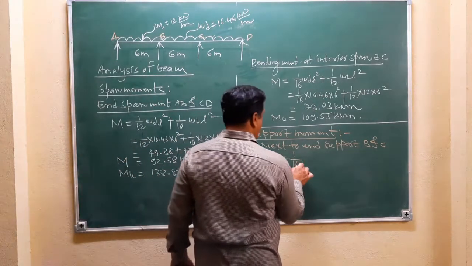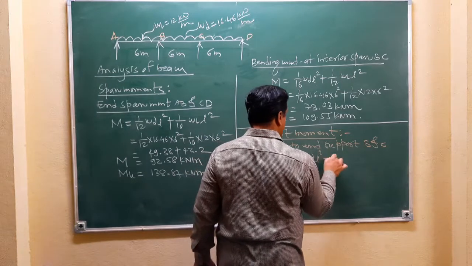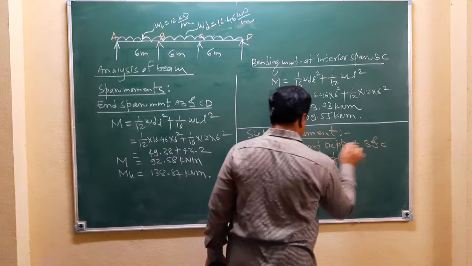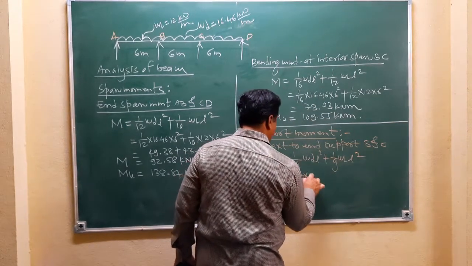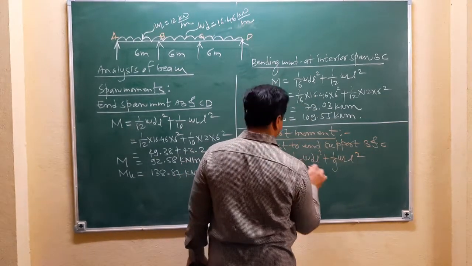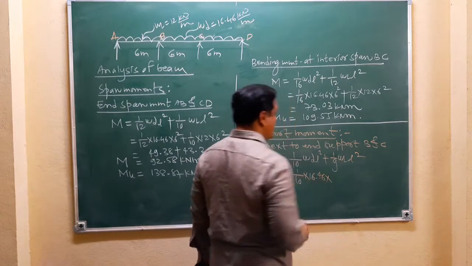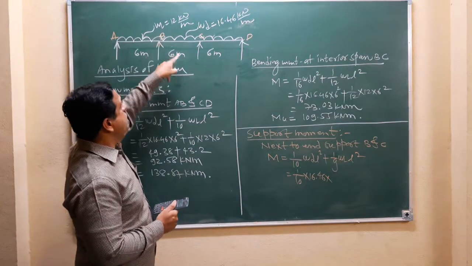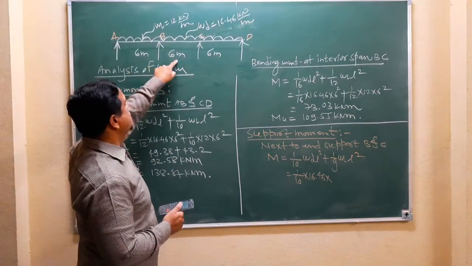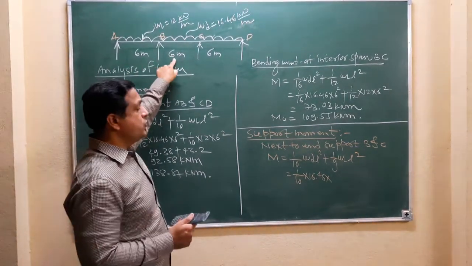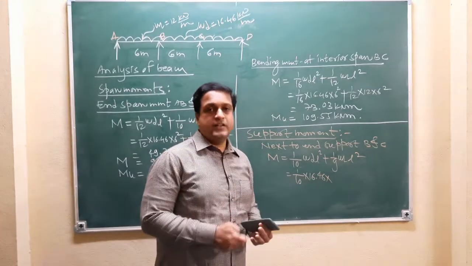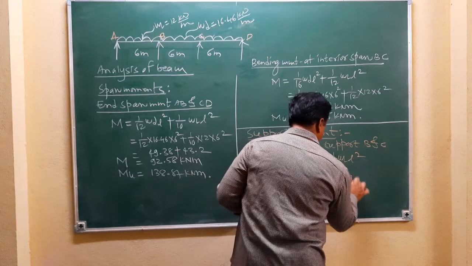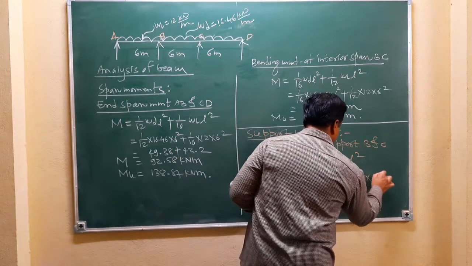It is 1 by 10 W dead L square plus 1 by 9 W live L square. So 1 by 10 dead load is 16.46. Now, which span do you have to use? This support is related to these two spans. These two spans have the same amount, so you have to put the 6 meter here. 6 square plus 1 by 9, 12 into 6 square.